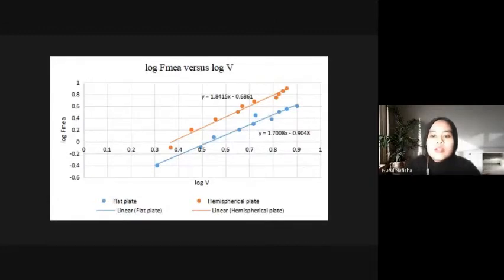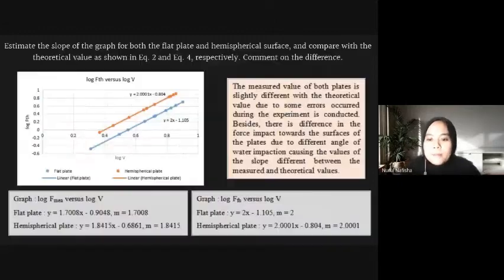Okay, so this is the graph of log F measured versus log V obtained from the experiment. As we can see in the slide, we obtained the linear graph for both flat and hemispherical plates. The orange line is the hemispherical plate, while the blue line is the flat plate. So each linear graph produces an equation as stated in the slide. Next slide.